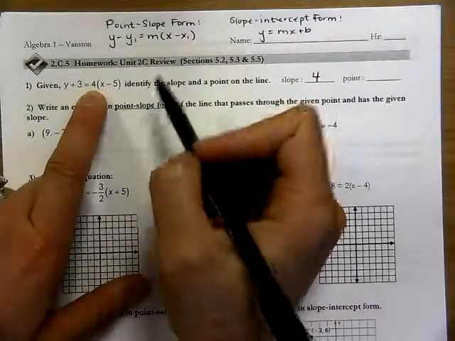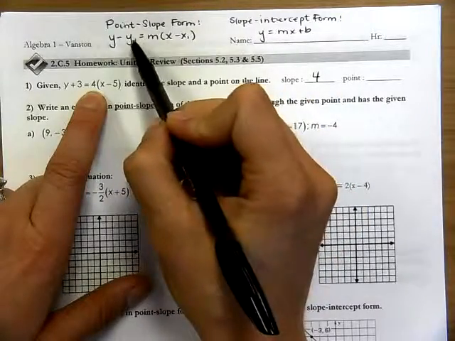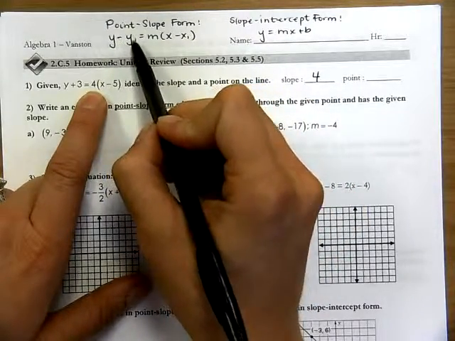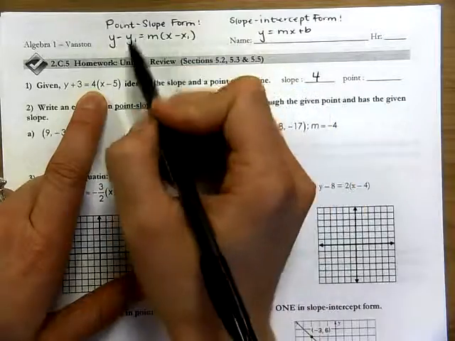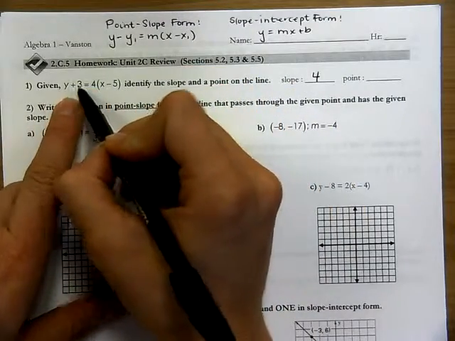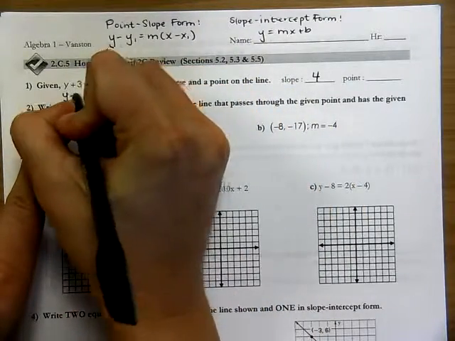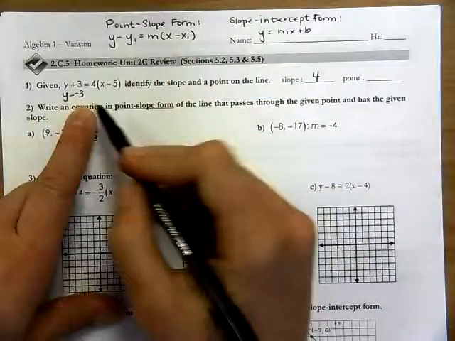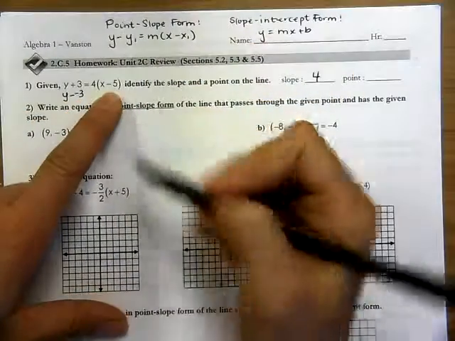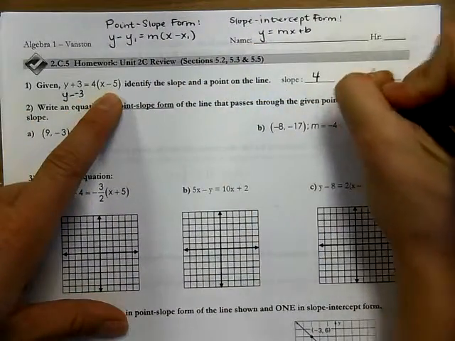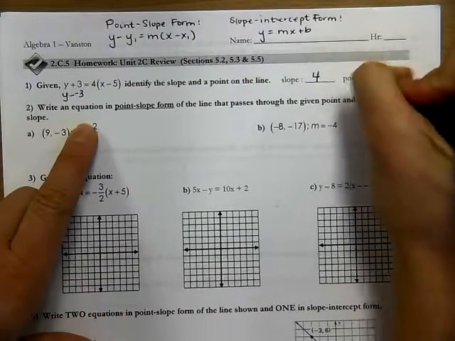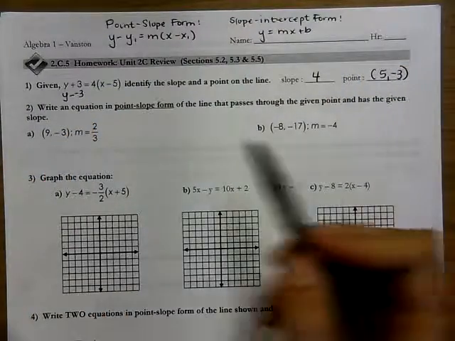A point on the line, well, the coordinates of the point are x1 and y1. Realize that it's y minus y1 and x minus x1. So here when I see y plus 3, this is really y minus a negative 3. So the y coordinate will be negative 3 and the x coordinate will be positive 5. So it's opposite the sign that you see in the equation.